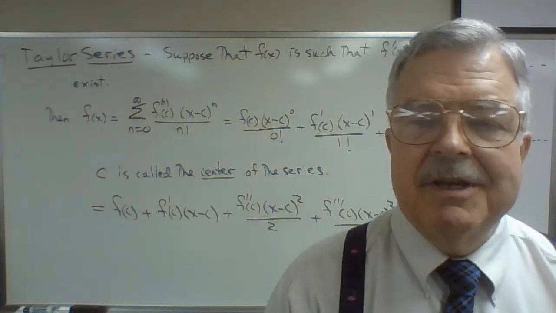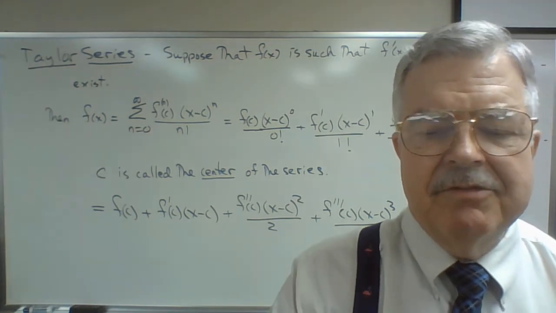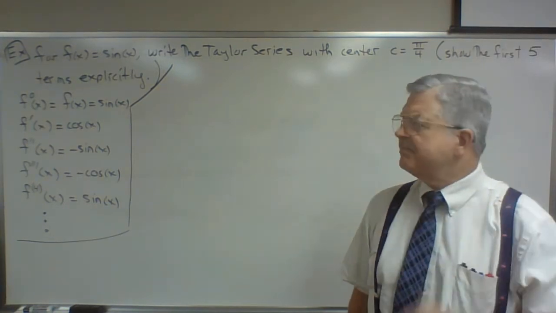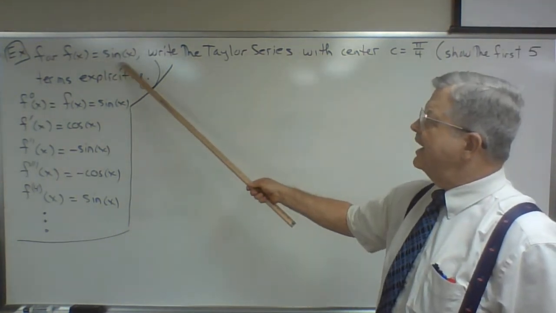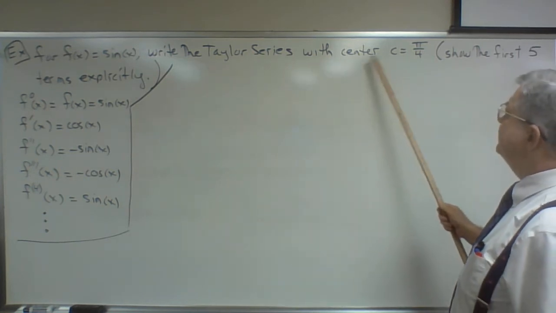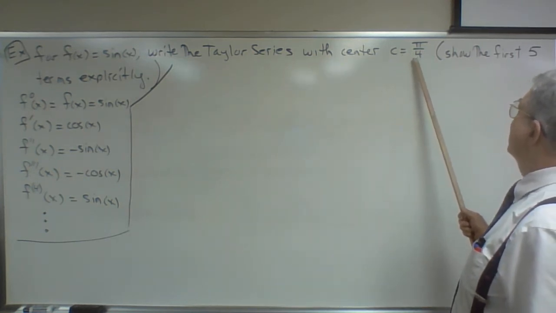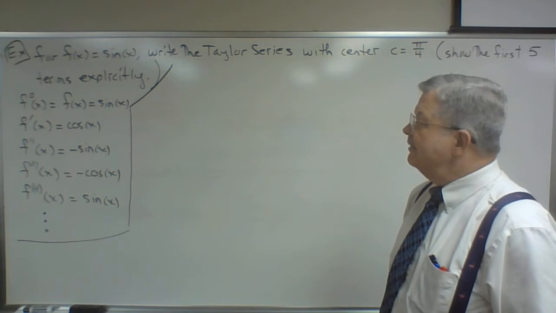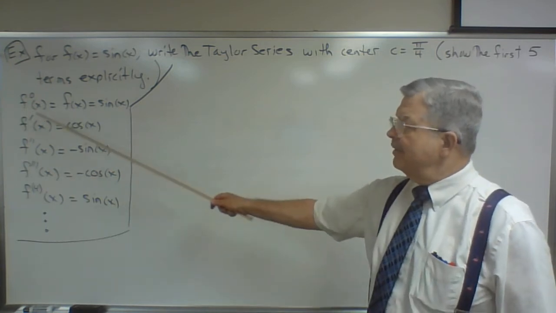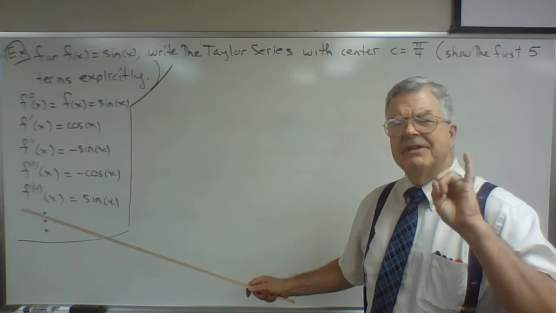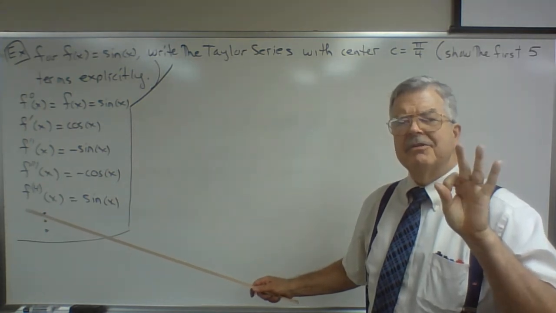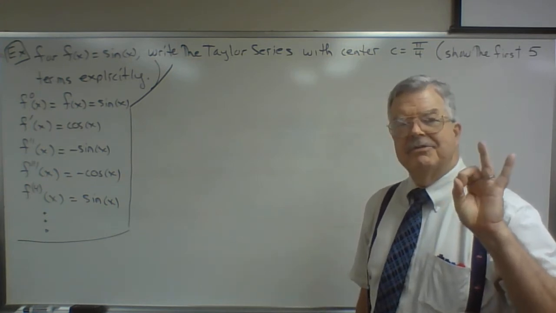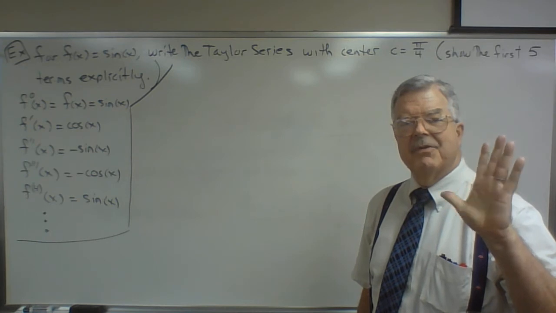Okay, let's do an example of this. Here's our first example. For f of x equals sine of x, write the Taylor series with center c equals pi over 4. Show the first five terms explicitly. So if we show the first five terms, that's the zeroth derivative, first derivative, second derivative, third derivative, fourth derivative.